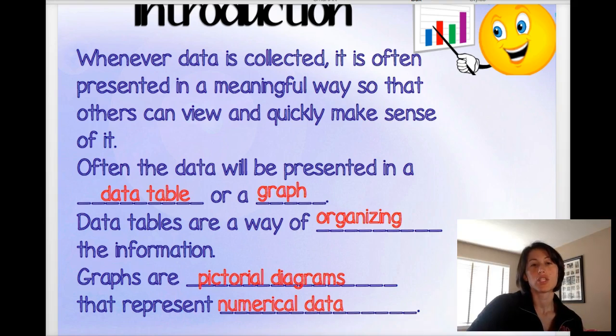So just a little introduction. Whenever data is collected, a lot of times it is represented in a meaningful way so that others can view it quickly and make sense of it. So if others are going through and reading your lab report or your medical journal or even some kind of journalistic report, it's important that they're able to quickly look at that data table or the graph and determine what information is being represented. Often the data will be presented in a data table or a graph. Data tables are a way of organizing the information for the reader, and graphs are the pictorial diagram that represents the numerical data that's been collected.